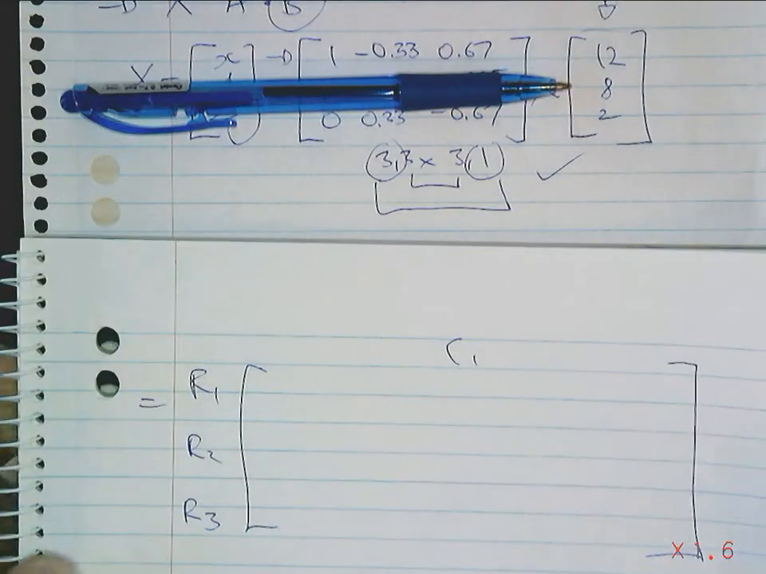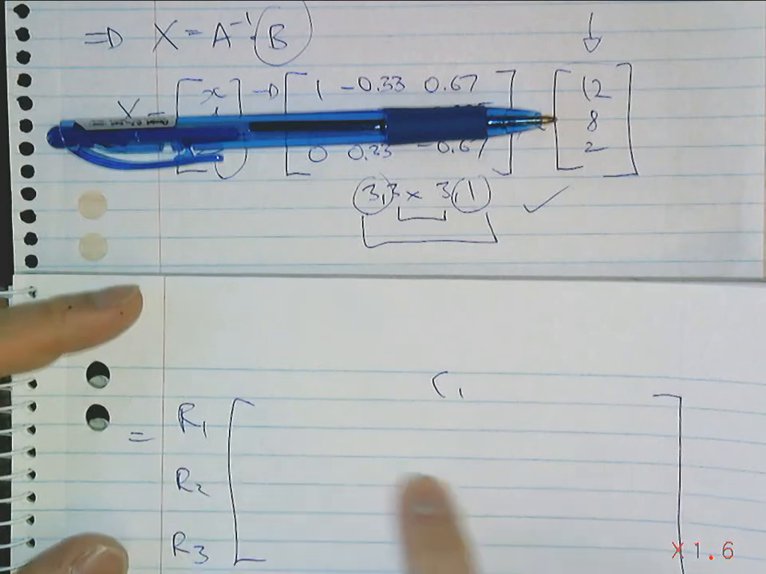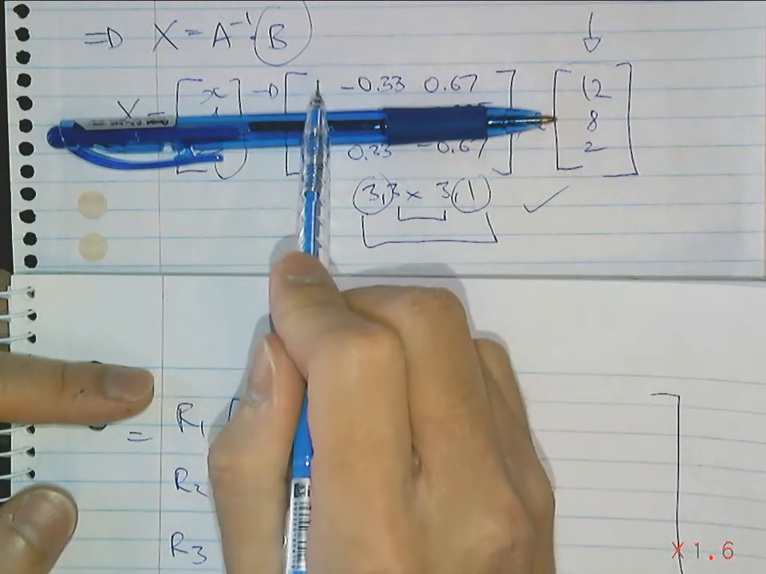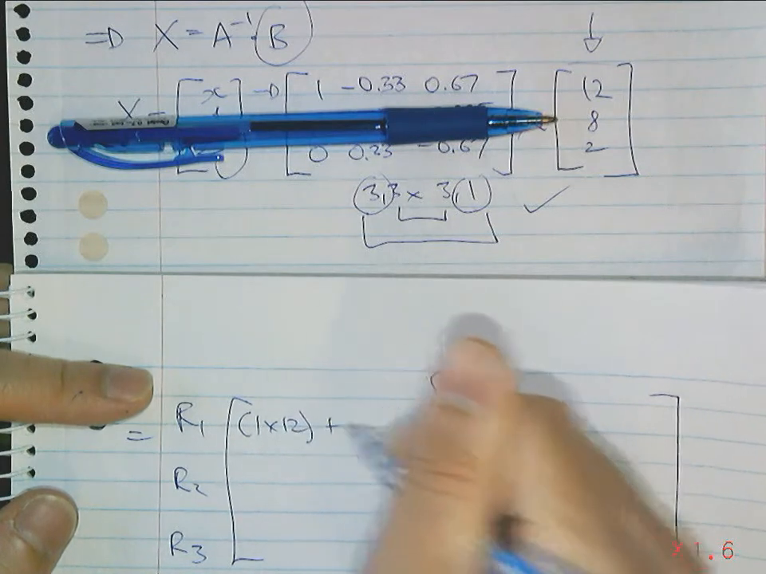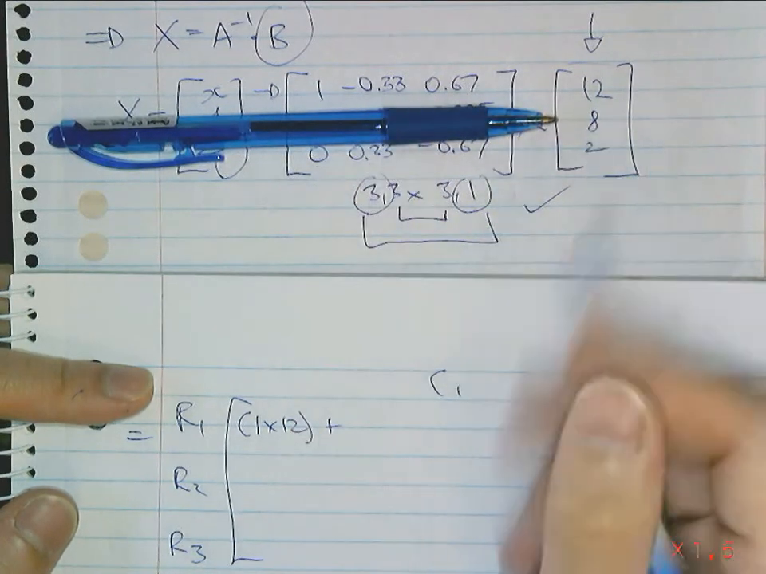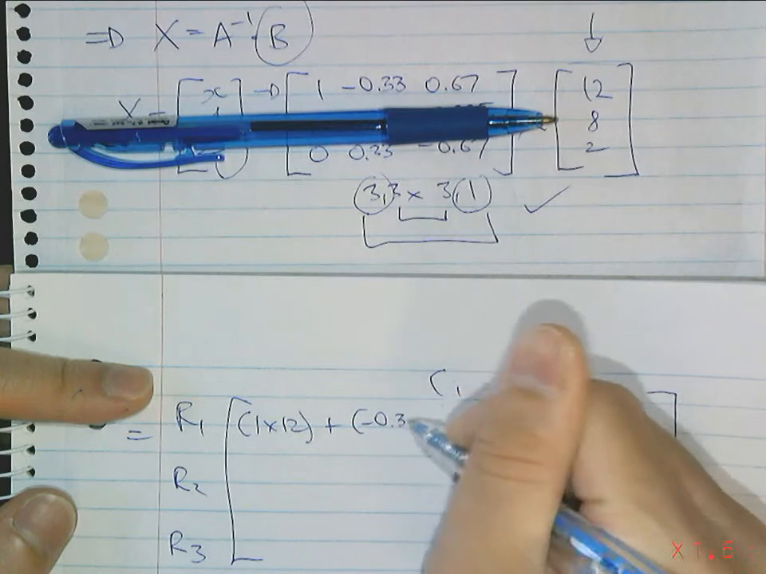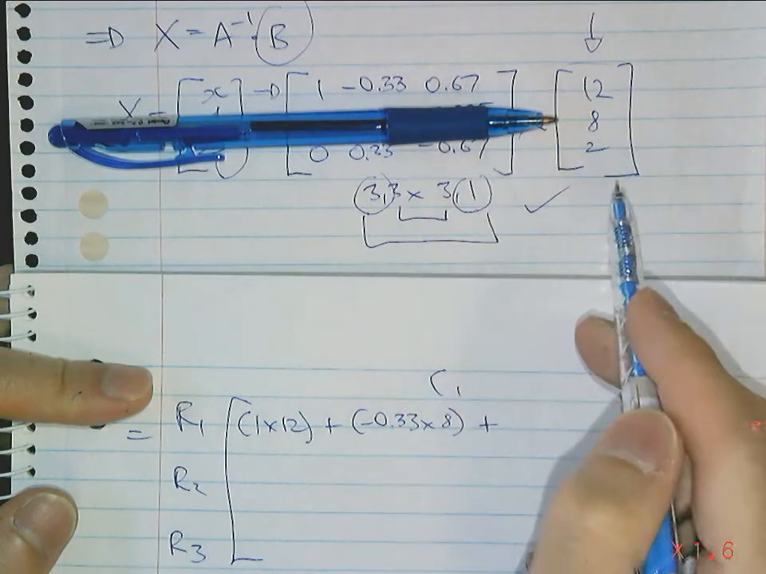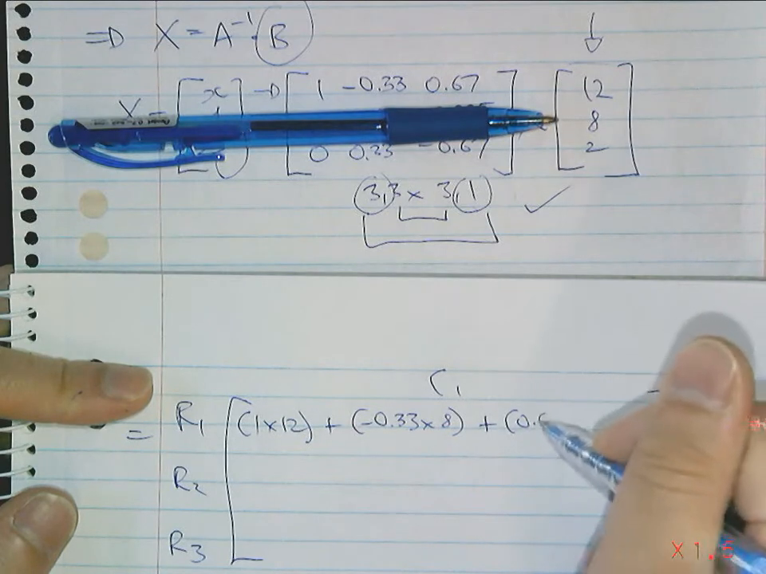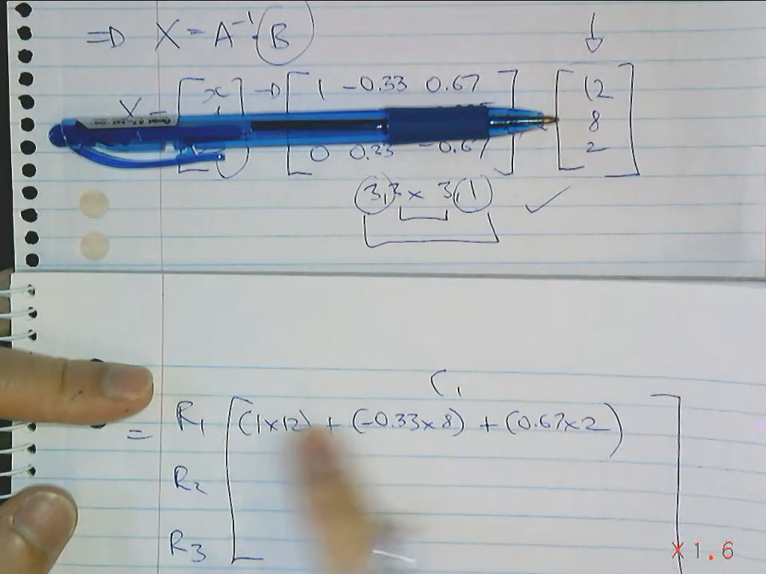So how do we multiply matrices? We're going to do a row by column. So here we go. First number in your row multiplied by first number in your column: 1 times 12. Plus second number in your row multiplied by second number in your column. Plus third number in your row multiplied by third number in your column. And then you evaluate that, right?